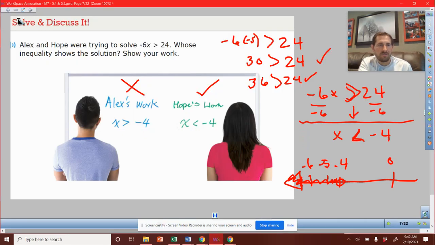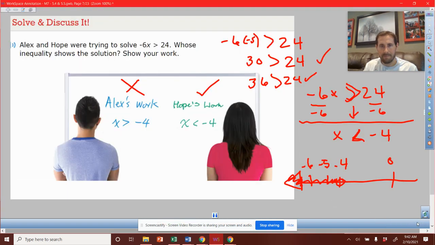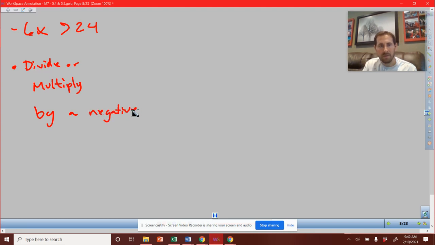Going back to our discussion question here, why did our inequalities switch in our problem? So I'm going to give you a sample. We had negative 6x is greater than 24, right? So this rule, and I want to make sure you capture this rule, but if we divide or multiply by a negative number, we switch the direction of the inequality.